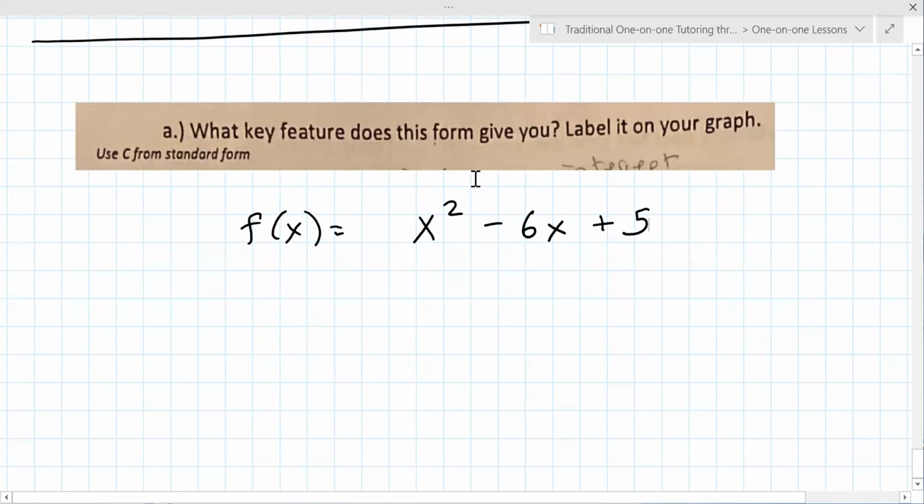So this is in which form? There's 3 forms. There's vertex, factored, and standard. I was going to say vertex, but I saw it said standard right there. It is in standard form, yes. ax squared plus bx plus c.